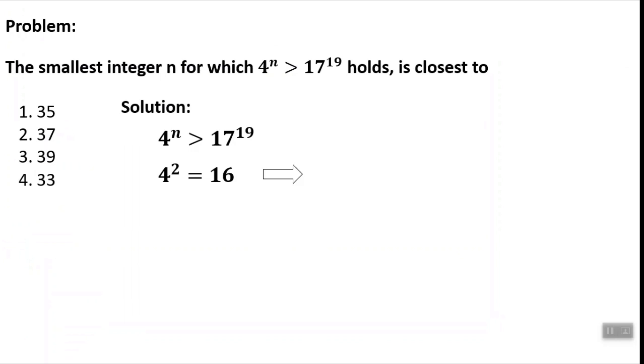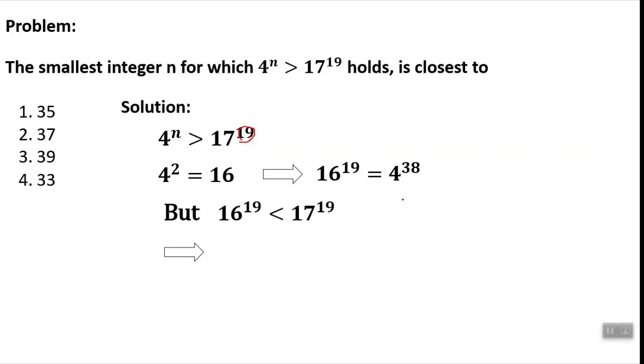And do you realize that 16 to the power 19, because 19 is there in this question as the power of 17, 16 to the power 19 is nothing but 4 to the power 38. What can we say about these two numbers, 16 to the power 19 and 17 to the power 19? Obviously, 16 to the power 19 is less than 17 to the power 19. It means that n must be greater than 38. And there's only one option which is greater than 38, option number 3.